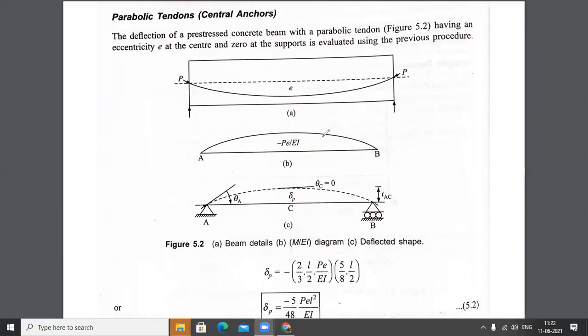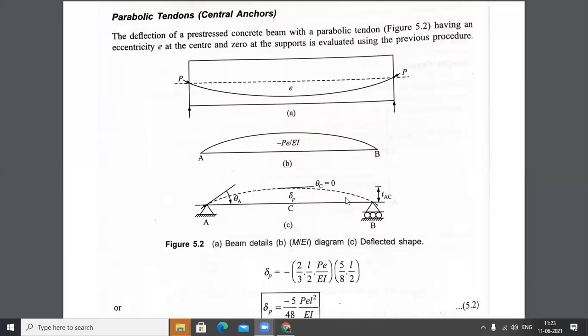Consider only this portion. The area of this portion is 2/3 of L by 2 into PE divided by EI. L by 2 is the breadth, PE divided by EI is the height. And the corresponding centroid distance from here to here is 5/8 into L by 2. So from this, the deflection equals minus 5/48 PE L square divided by EI.